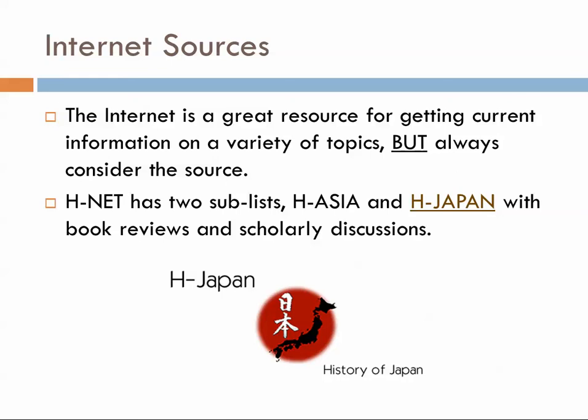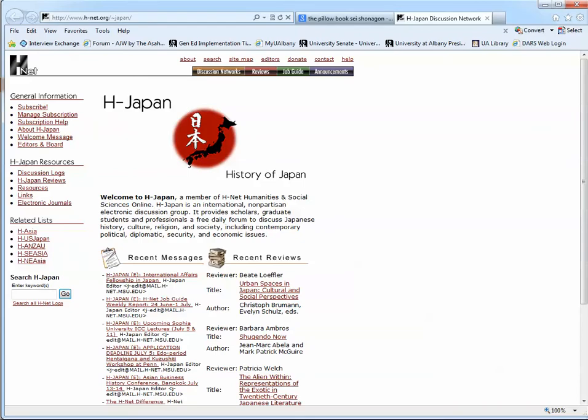So as an example, let's take a look. HNet has two sublists. It has lots of sublists, but two of interest for us. One is called H Asia, which really ought to be called H China. And there's also one called H Japan with book reviews and scholarly discussions. Here's an example of their entry page, and you see that they have discussion logs. Sometimes scholars will write in and ask questions, some conundrum that they have in their research. They have lots of book reviews, and they're very quick about putting book reviews up.